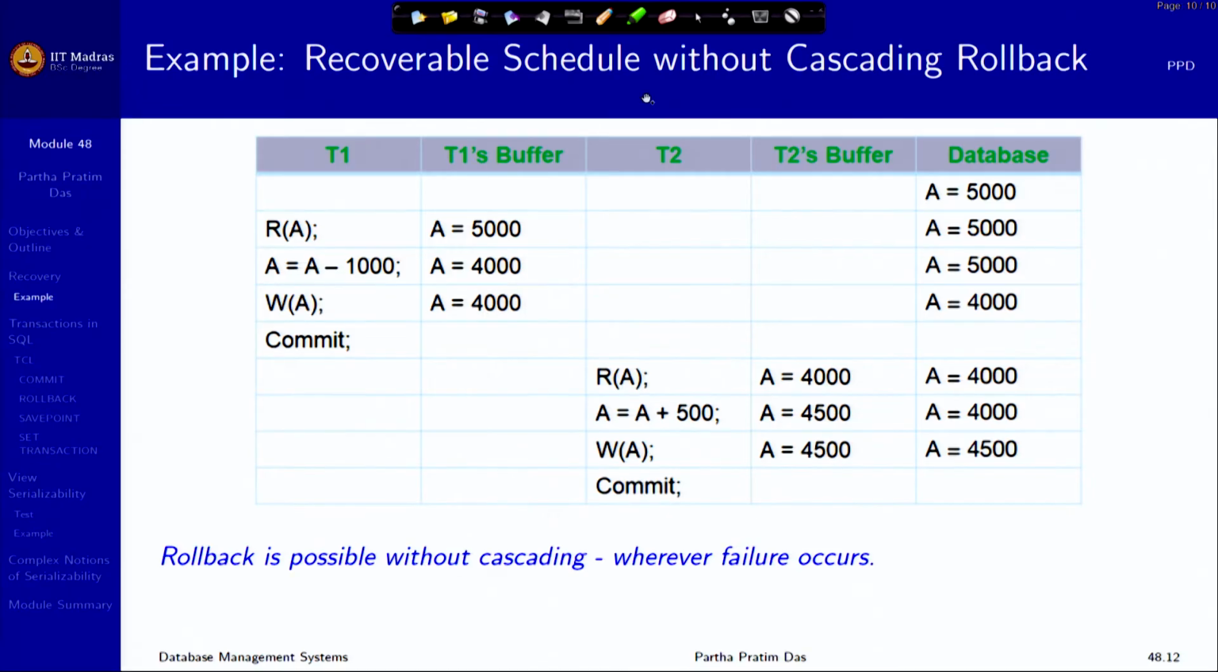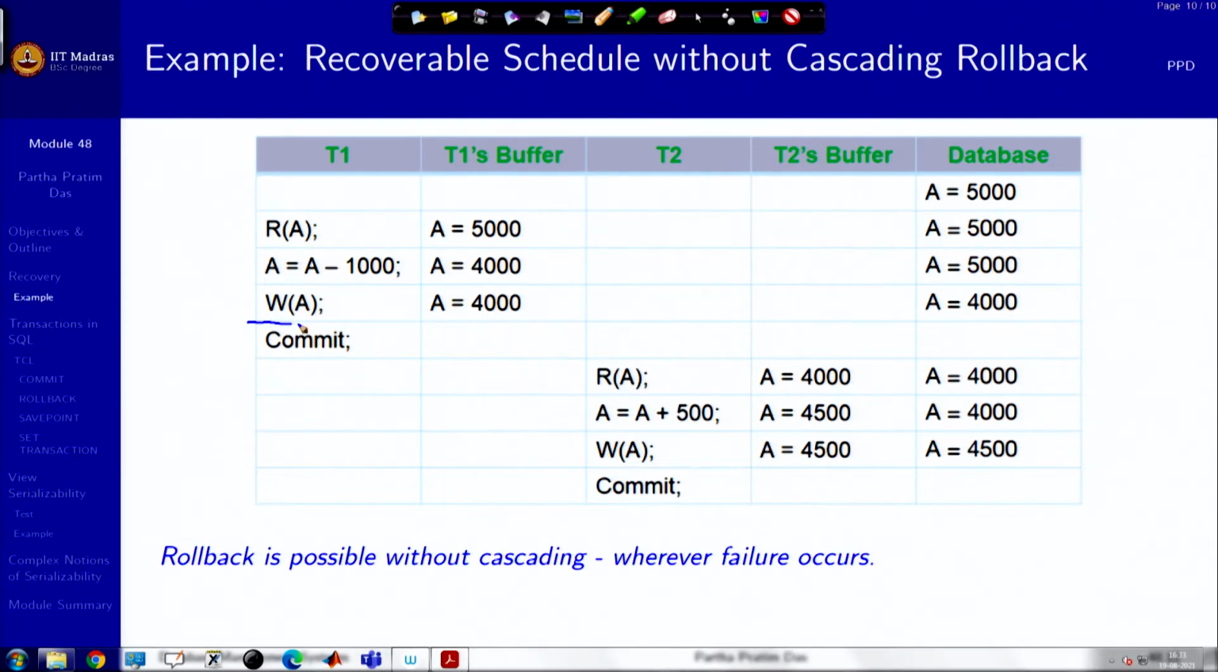Let us look at a third, where as soon as the write of A is done, it is committed, before the read of A by T2. So, what you are guaranteeing is that the value T2 is reading of A has been committed. So, now it does not matter where it fails. If it fails somewhere here, only T2 will be rolled back. Otherwise, it can fail somewhere here where T2 has not happened. So, rollback is possible without cascading.